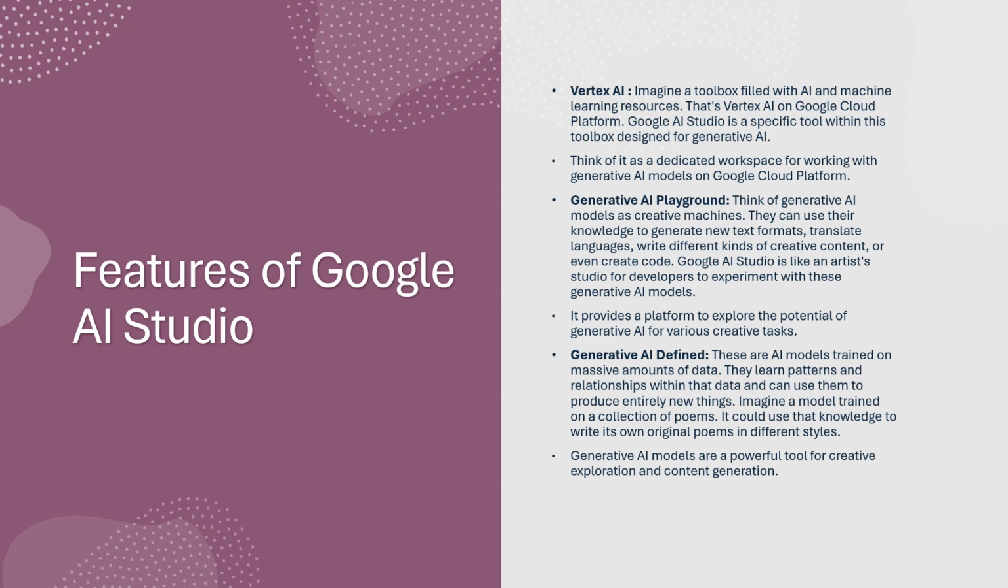These are generative AI defined. These are AI models trained on massive amounts of data. They learn patterns and relationships within that data that you can use to produce entirely new things. Imagine a model trained on a collection of poems. It could use that knowledge to write its own original poem in different styles. Generative AI models are also a powerful tool for creative exploration and content generation, among others.